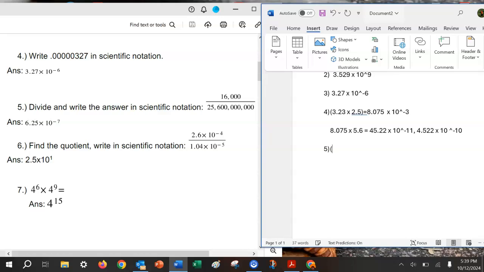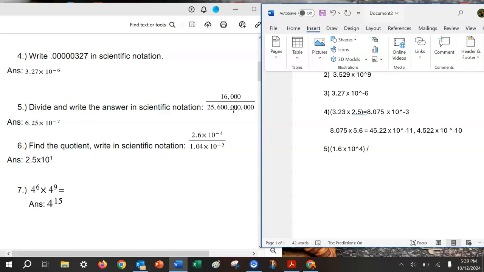So I'm going to write the first one in scientific notation. I have 1.6 times 10, and then I ask myself, large or small? It's large, so it'll be a positive number. So I come over here and I make my jumps. 1, 2, 3, 4 jumps. So it's a positive 4 power.